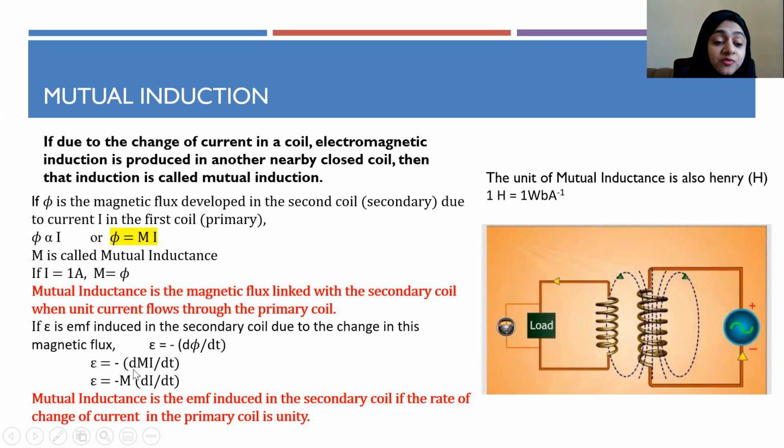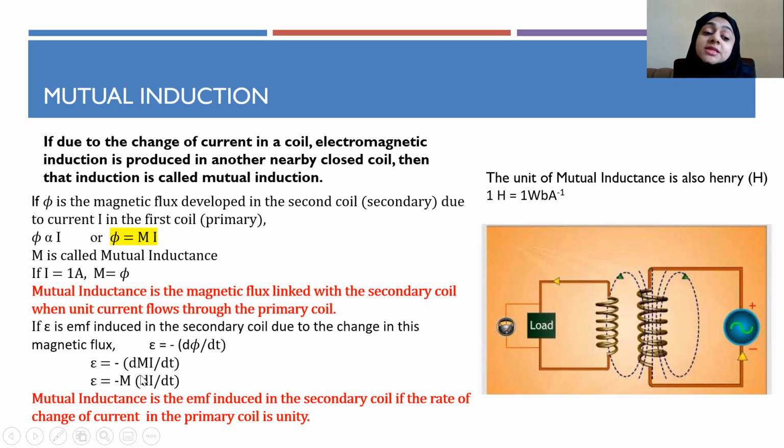Again, M, the value is a constant which does not vary with time. Only the current is increasing, only current changes with time. So we can take M as a constant out of this differentiation and we will get EMF E is equal to minus M di by dt. So what is di by dt?